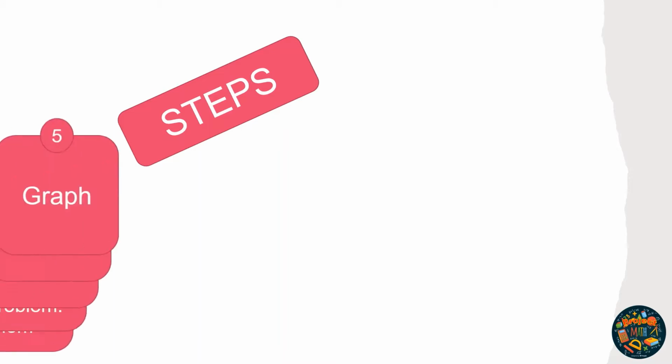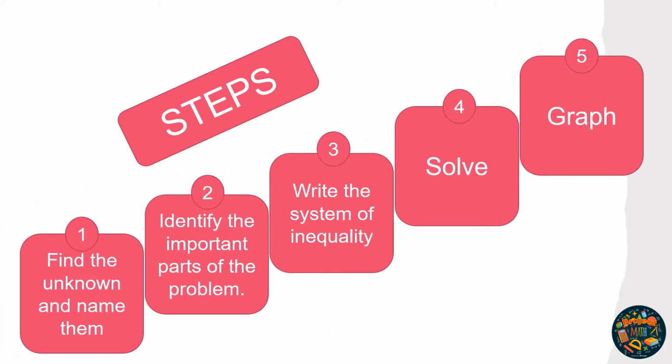So now, let's find out the steps in solving problems involving systems of linear inequalities in two variables. So we have, on the first step, find the unknown and name them. Second, identify the important parts of the problem. Third, write the system of inequality. Fourth, you have to solve the inequality. And fifth, you have to show the graph.